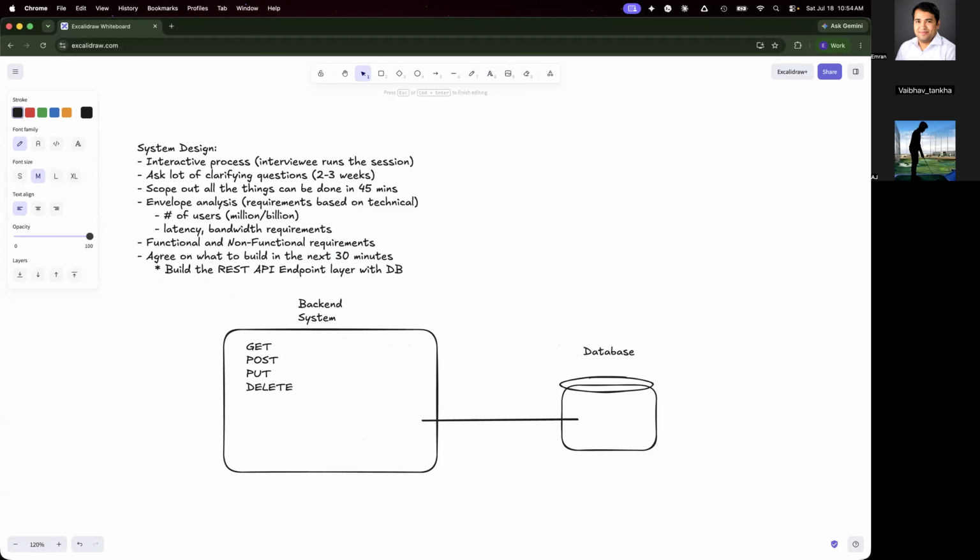And now, when you are designing this system, always communicate with the interviewer what you are trying to do, right? You are building a system, and when you are building this system, you always clarify all these questions, scope it out: that you are building this REST API for maybe a student registration system, right?